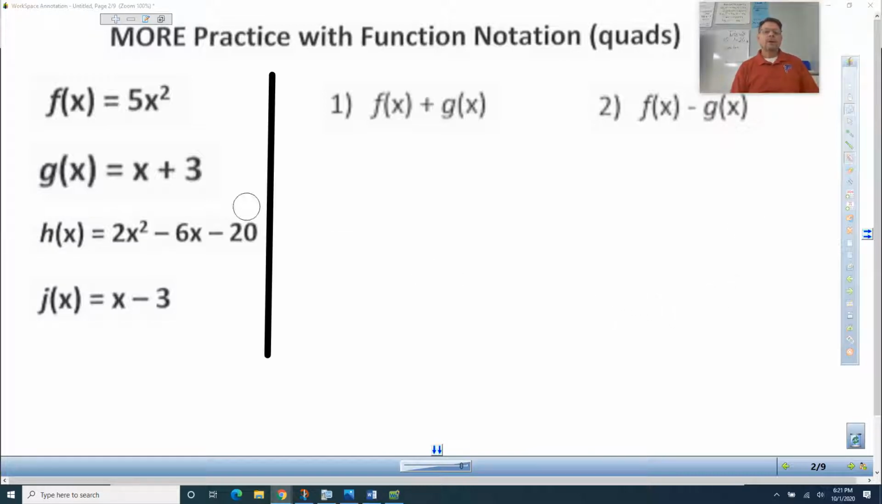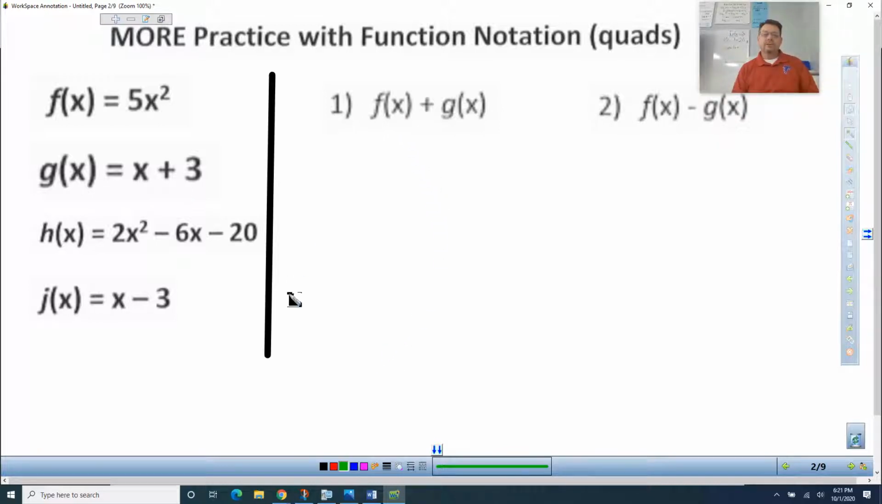Okay, function notation. We have four functions here, and they have different names: f, g, h, and j. What we're going to do is practice using the notation to substitute different values for other things. Anytime I see f of x, I can use 5x squared. Anytime I see g of x, I can use x plus 3 in its place, substituting. And we're going to get a little fancy with it.